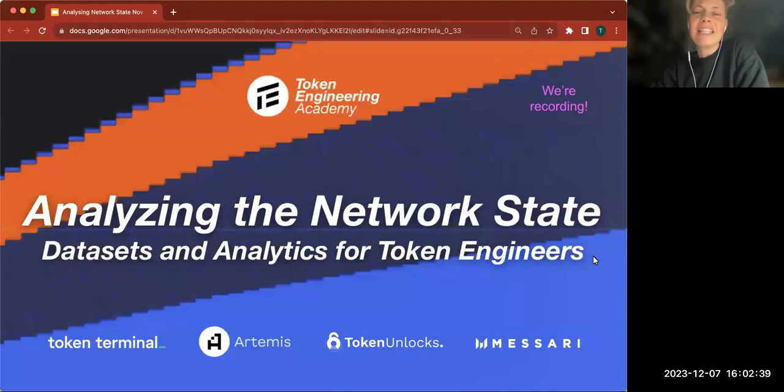Right, now welcome to the session at the Token Engineering Academy, Analyzing the Network States. We'll discuss datasets and analytics for token engineers. This is part of a project we have been running over the past weeks together with Token Terminal, Artemis, Token Unlocks, and Messari. And I'm glad we have great guests today.